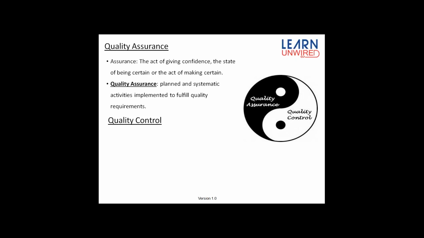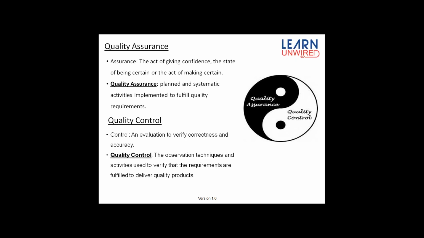And then what is quality control? A technical definition of control is an evaluation to verify correctness and accuracy. Again, control has a little limited focus. Assurance is a bigger concept. Quality control is the observation techniques and activities used to verify that the requirements are fulfilled to deliver quality products. These are two important concepts in the testing world, which we will cover in our course.